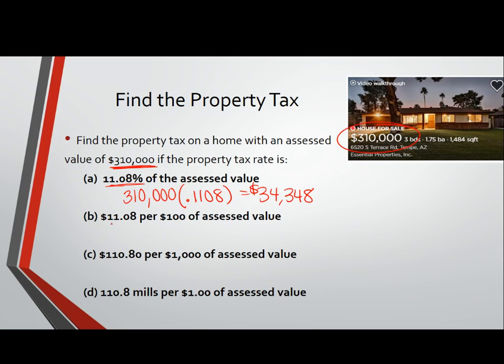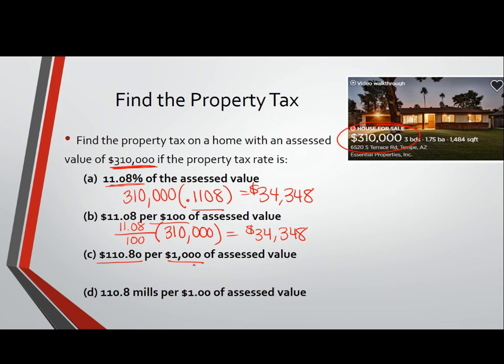Okay, now this is $11.08 per $100. So the way I like to think of this is 11.08 per 100, so over 100. If you actually divide that out, you would get this same number. But you can just do that times 310,000. So you can either divide it first and then multiply, or you can just put this all into your calculator at once. And guess what? You get 34,348. So this is another way you could express it. $11.08 for every $100.